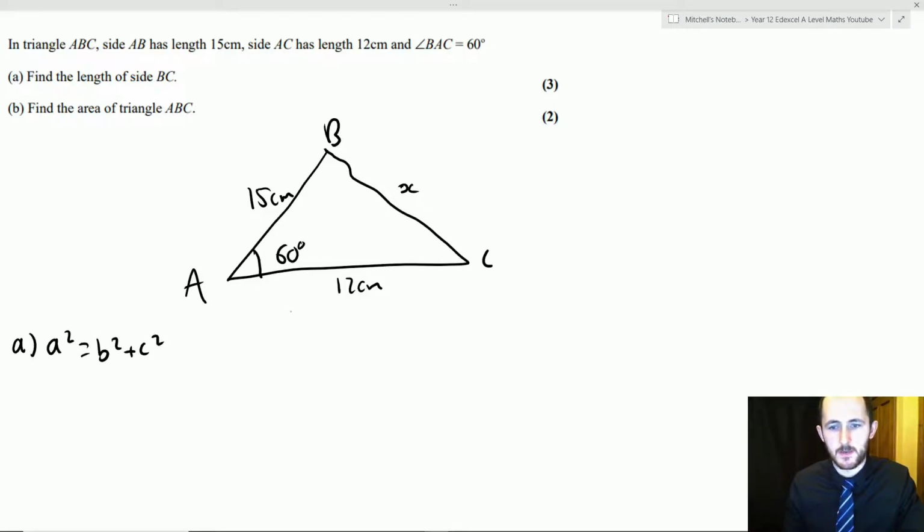So far, all I've done is I've literally just started. This is the first question. So we've literally just drawn out the diagram and labelled the sides.